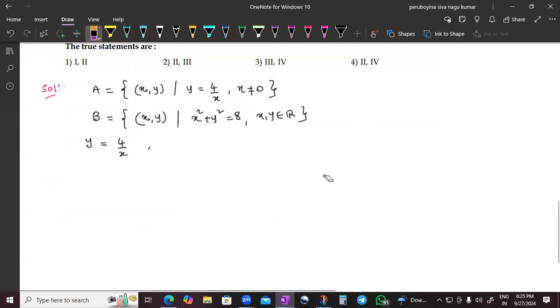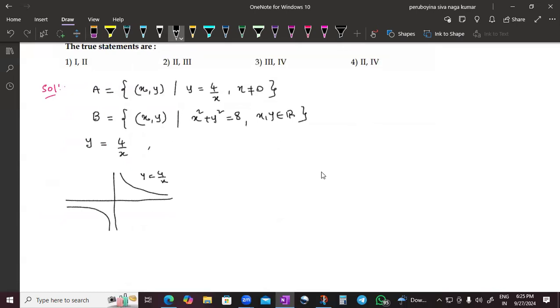So we can easily draw this graph y equal to 4 by x because we already know the shape. This is y equal to 4 by x. We don't mean the numerical values here, so you can directly draw the graph like this, and make sure that the arrows exist because it's going to infinity, minus infinity or plus infinity. So this is the 4 by x graph.